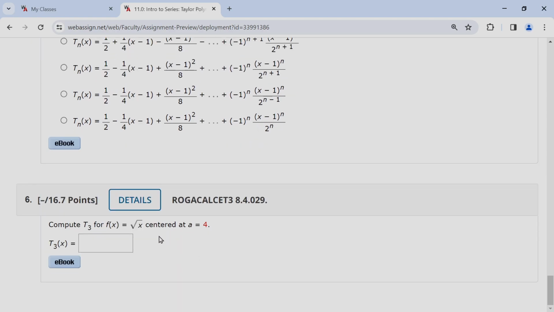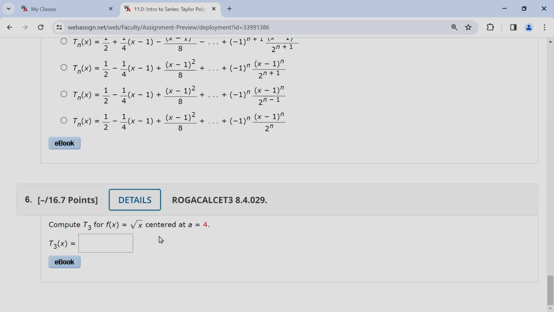Yep, finally, oh, this is a classic. I've seen this on a test before in another institution. Compute T3 for f of x equals square root x centered at a equals 4. So you're going to have to compute first derivative, second derivative, third derivative, well, not fourth derivative, just up to third derivative. Then you're going to evaluate all of them at 4. Then you're going to divide by 0 factorial, 1 factorial, 2 factorial, 3 factorial, respectively.